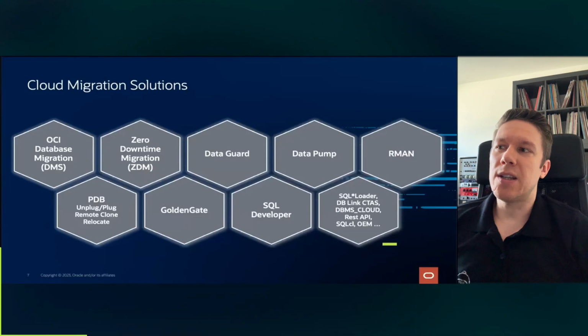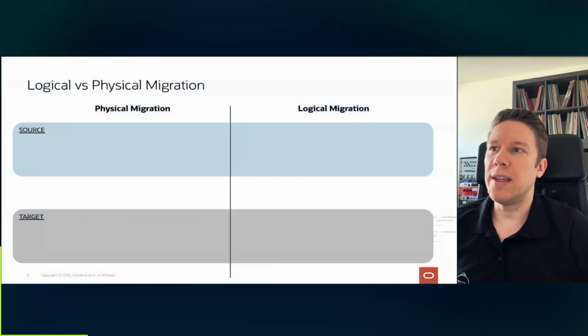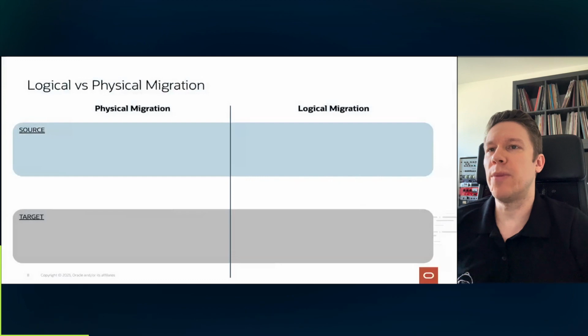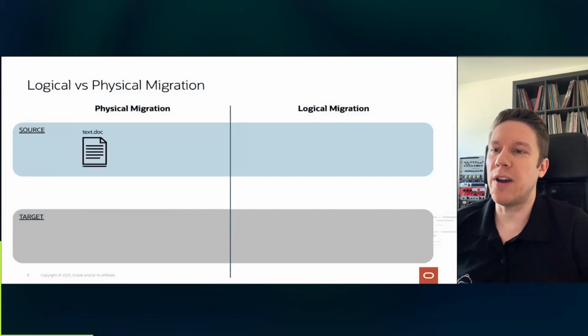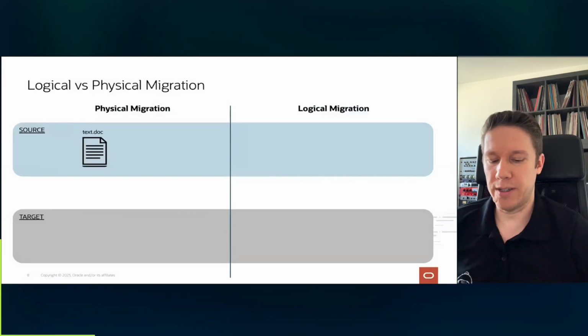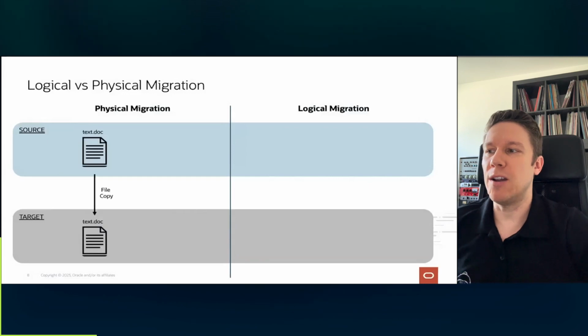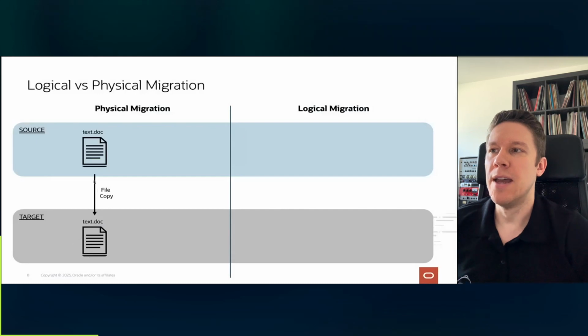But before we start with a migration, we normally classify a migration as either a physical migration or a logical migration. So what is the difference between these two? Maybe let's step back from the database for now, and say we have a text file sitting on a hard disk, and we want to migrate this file to another hard disk. When we do a physical migration, we simply copy the file over to the new hard disk. So we end up with the same file on the new hard disk, and this is a physical migration where we really do a block-wise copy.